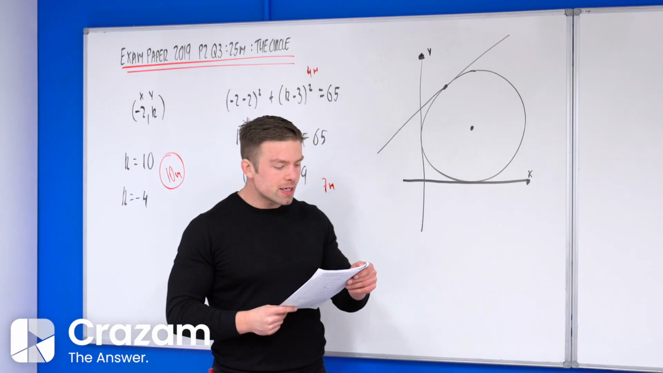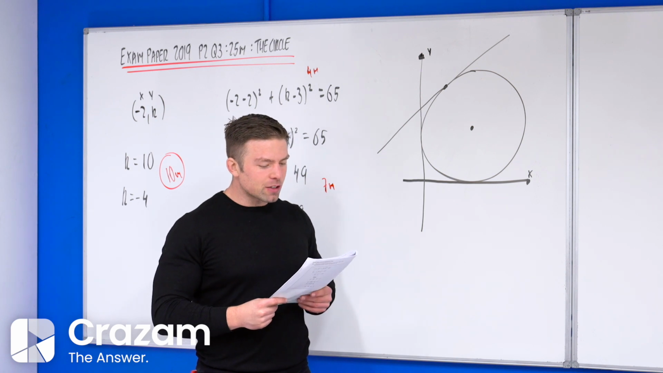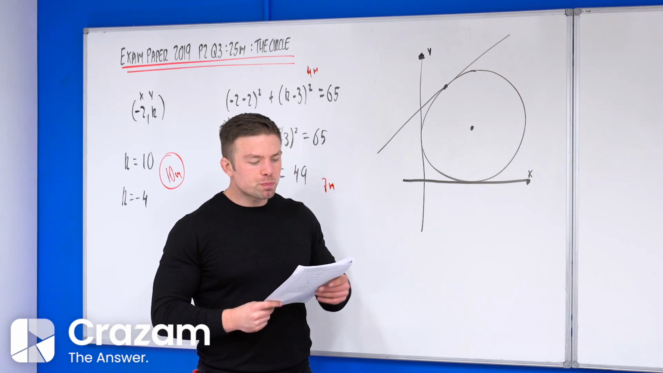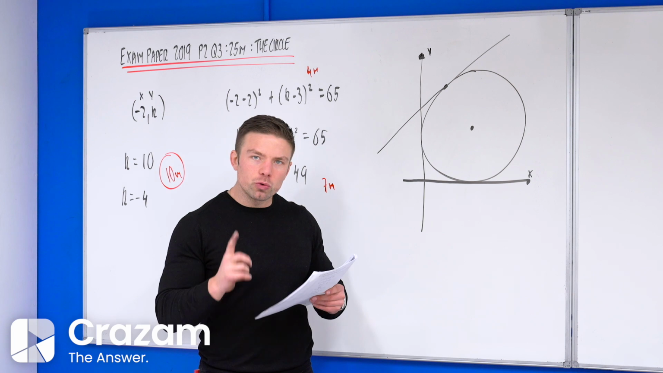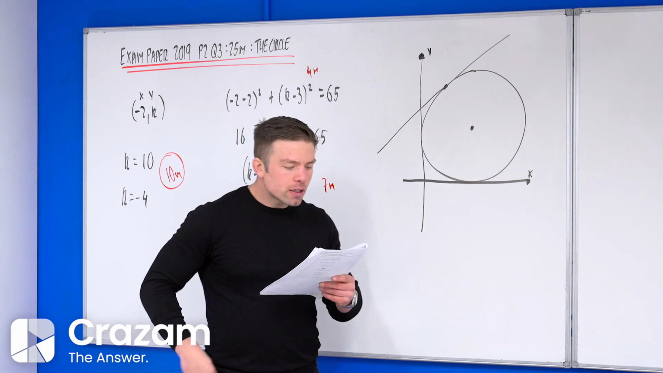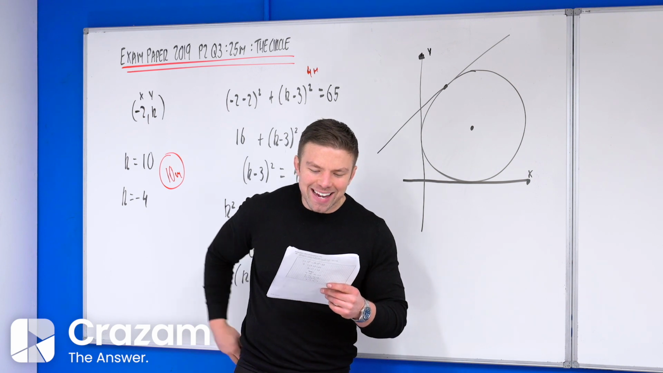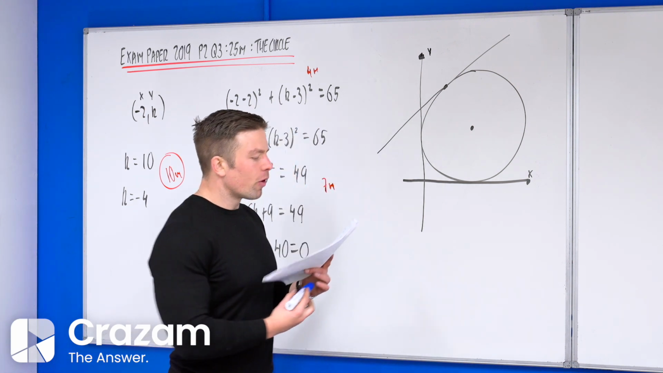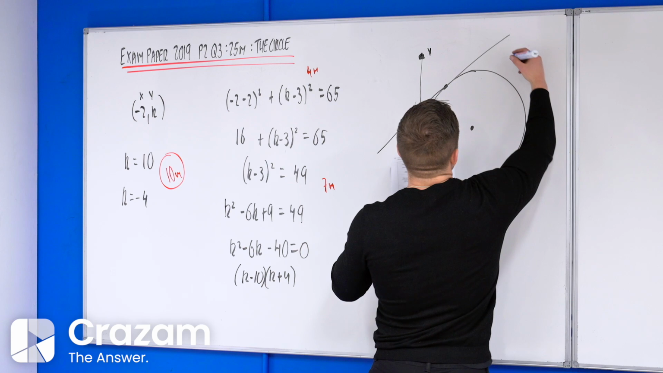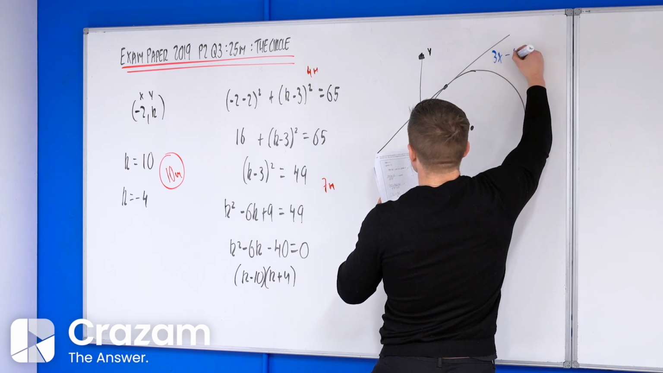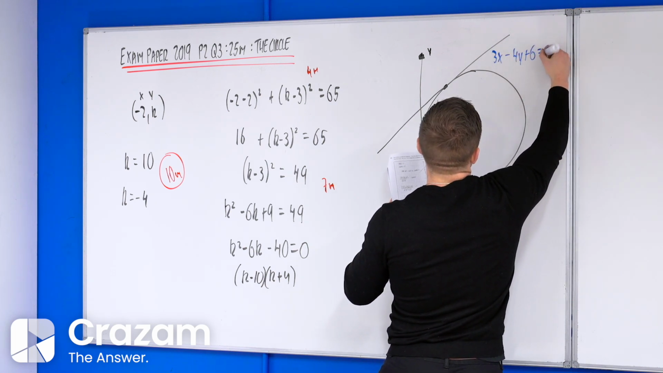We're on part B, and it says the circle S is in the first quadrant. It touches both the x and the y axis. I'd underline that. The line 3x minus 4y plus 6 equals to 0 is a tangent to S as shown. Find the equation of S. So this is a tangent here. 3x minus 4y plus 6 equals to 0.